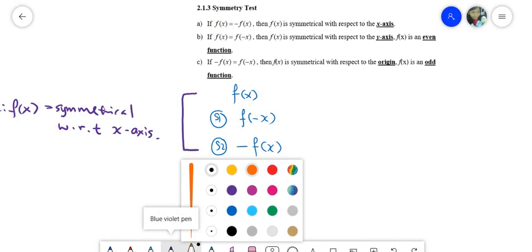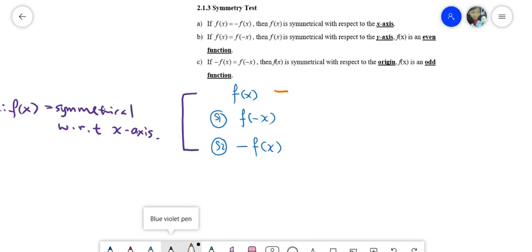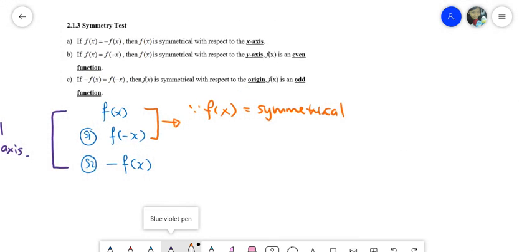If your f(x) equals your step 1, then your conclusion will be: since f(x) is symmetrical, and you are allowed to write w.r.t., which is actually the same as with respect to, this is understood in maths, so f(x) is symmetrical with respect to the y-axis. Since this is the y-axis, you can conclude f(x) is an even function.